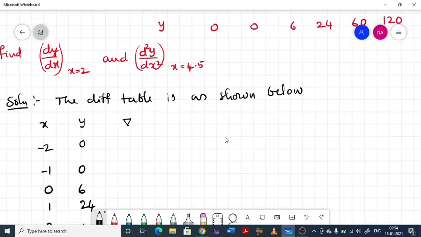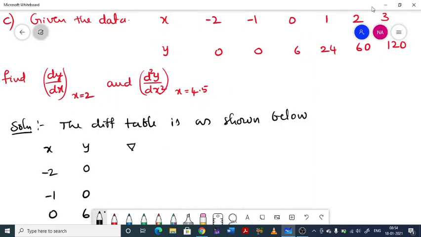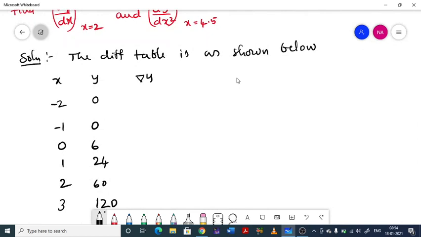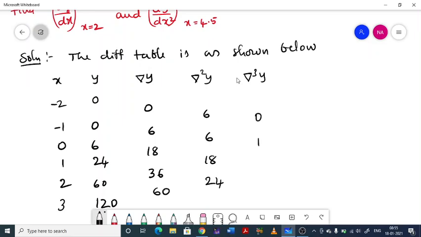Here the points at which we need to find the derivative, 2 and 4.5, are close to xn. So I have to use the backward interpolation formula with del y. So 0, 6, 18, 36, 60. Next, second differences: 6, 6, 18, 24. Third differences: 0, 12, 12. Fourth differences you get 0.